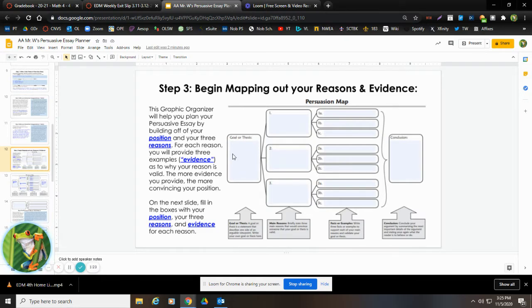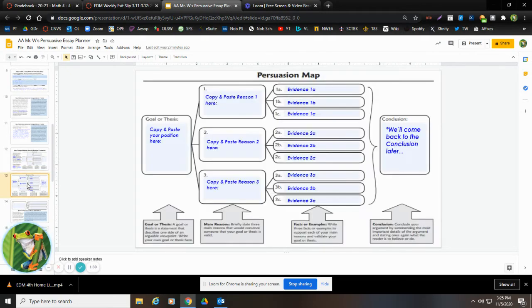So as you can see, this graphic organizer is kind of like a tree map. It branches out and then branches out further. So for your position or your thesis, you have your 3 reasons, and for each reason, you have 3 examples or pieces of evidence. If you go to the next slide, you'll see that I've expanded that persuasion map, and then in these light blue boxes, there's some text boxes that you can type in, okay?